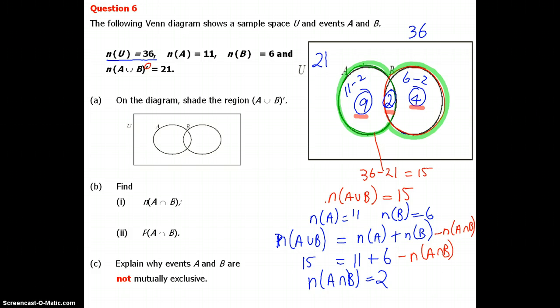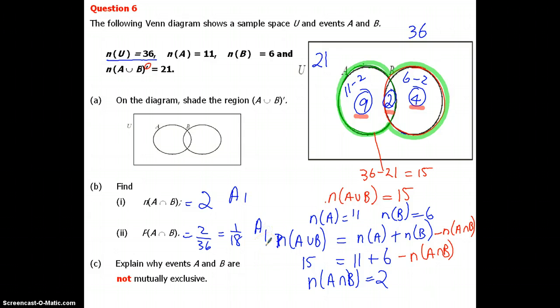Okay. Now let's go and have a little look at what we've got here. We want the number in A intersection B. Well, since you've set your Venn diagram up, that's pretty straightforward. We have got 2, and that is 1 mark there for you. Now we want the probability of A intersection B. Well, we have 2 out of a total of 36, so we've got 2 out of 36, or of course 1 out of 18, and we get an A1 mark for that.